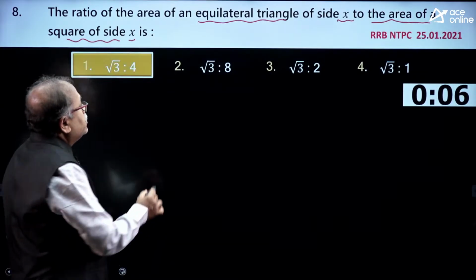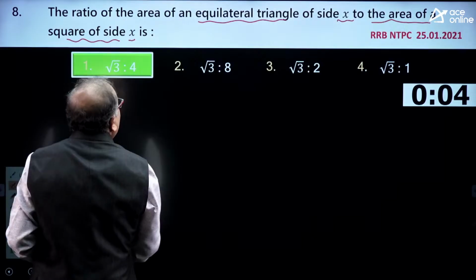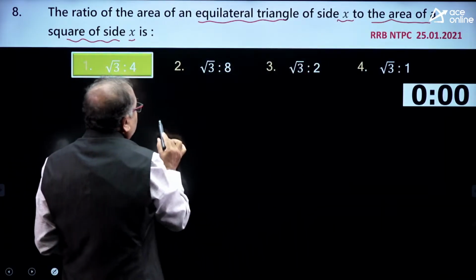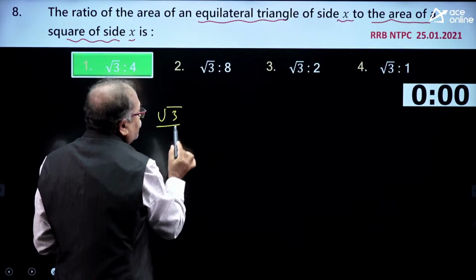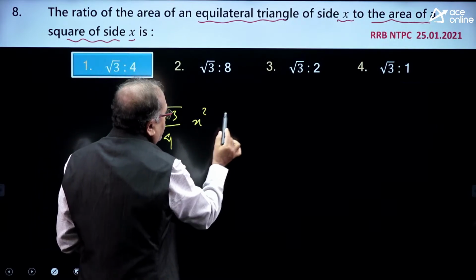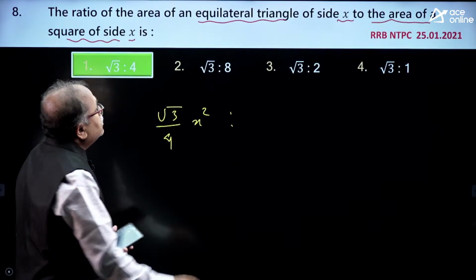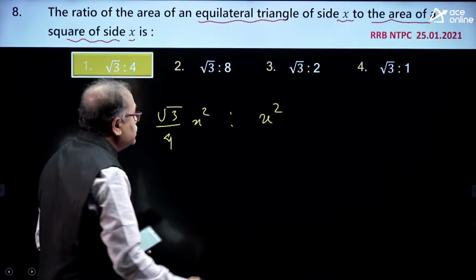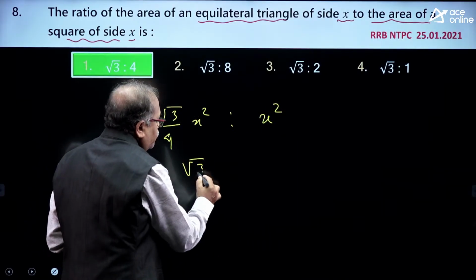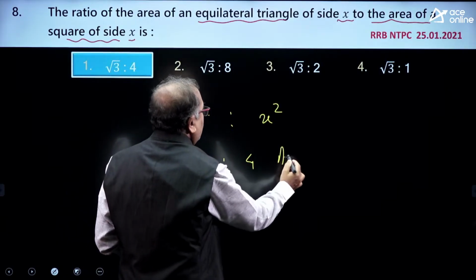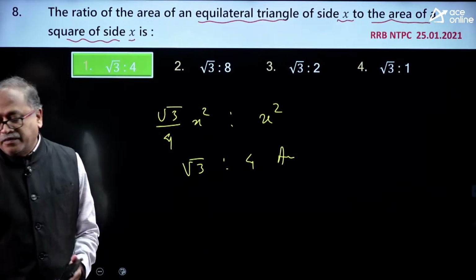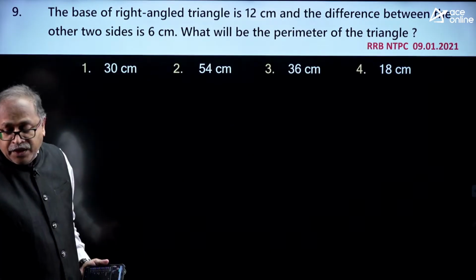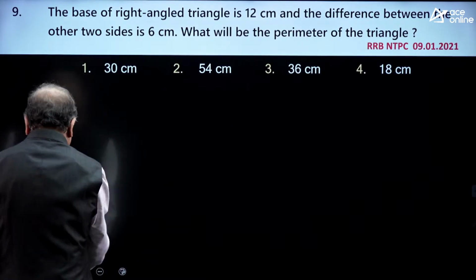So what you know here, I'll tell you. The area of the equilateral triangle with the side x is nothing but √3/4 x square. The area of the square, with side x, is nothing but x square. So x square gets cancelled. Finally, you are getting a ratio of √3:4. That's your answer. Well done. So let me move on to the next question without delaying it. And here is your next question.